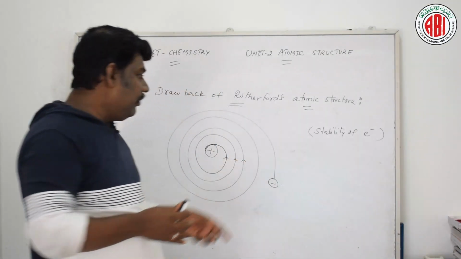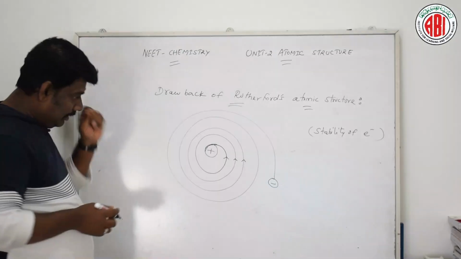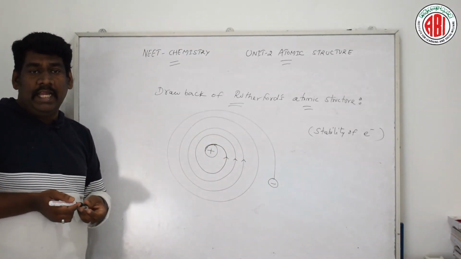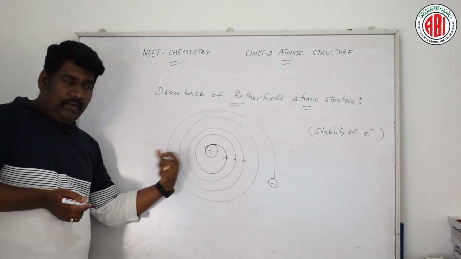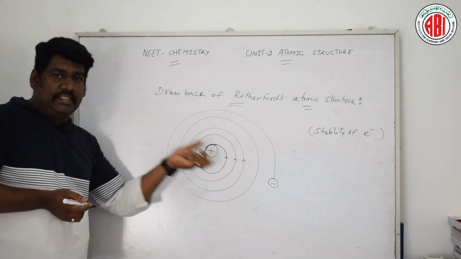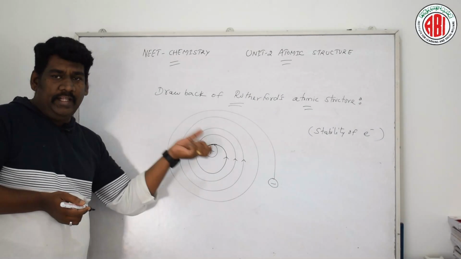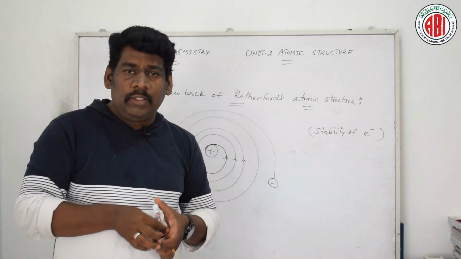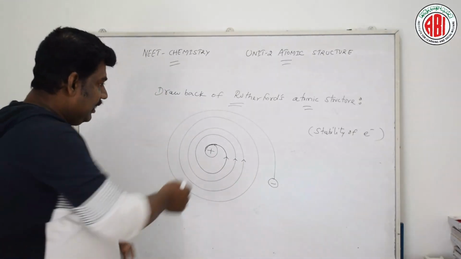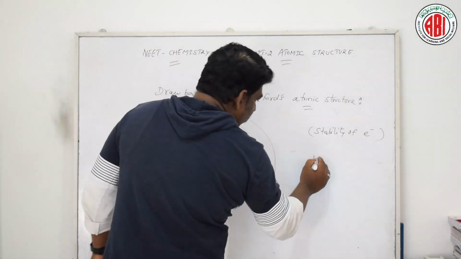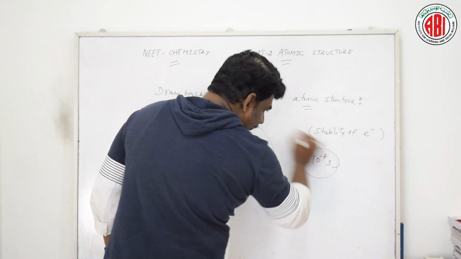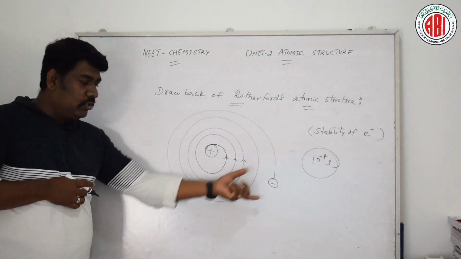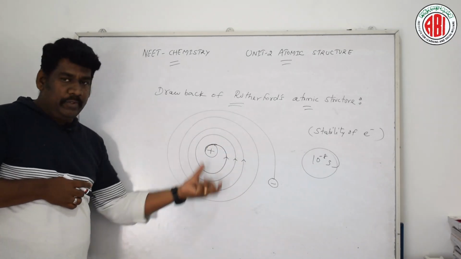So that leads to the atomic collapse. The calculation that has been shown should take only 10 to the power of minus 8 second for an electron to spiral into the nucleus.